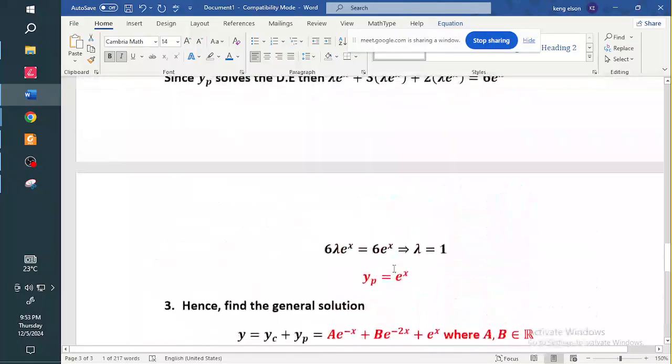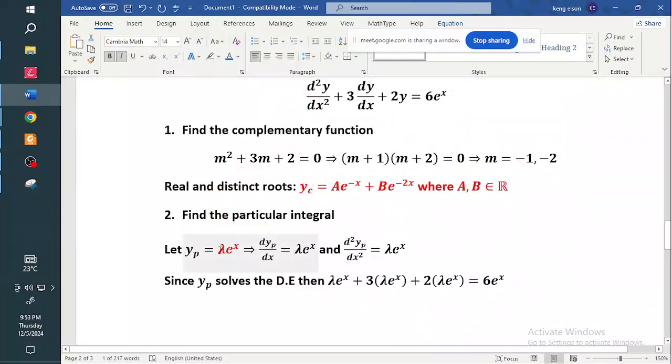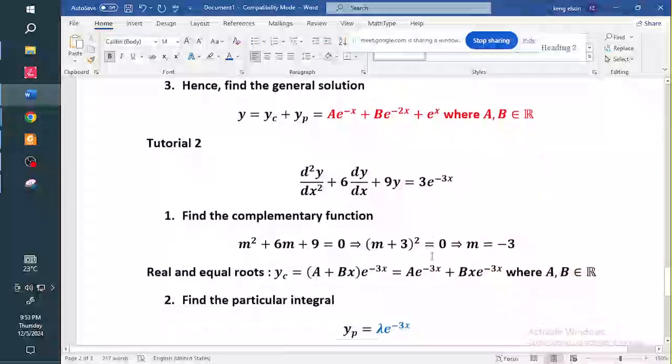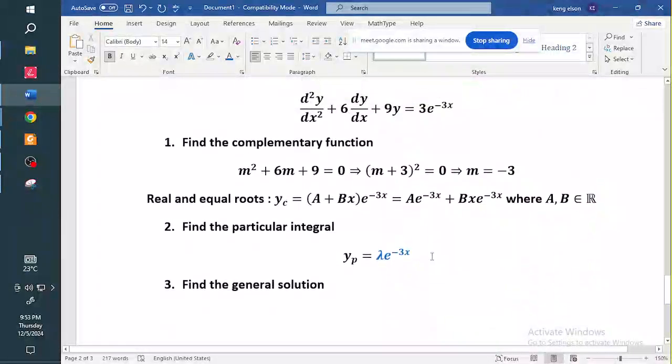In this case, the initial guess of the particular integral was lambda e to the power x. If we come back to the complementary function, we realize that we cannot find it there. It's impossible to find it there. So I'll proceed with that initial guess. But in a case where you go back to the complementary function and you still find it there, there is something you have to do.